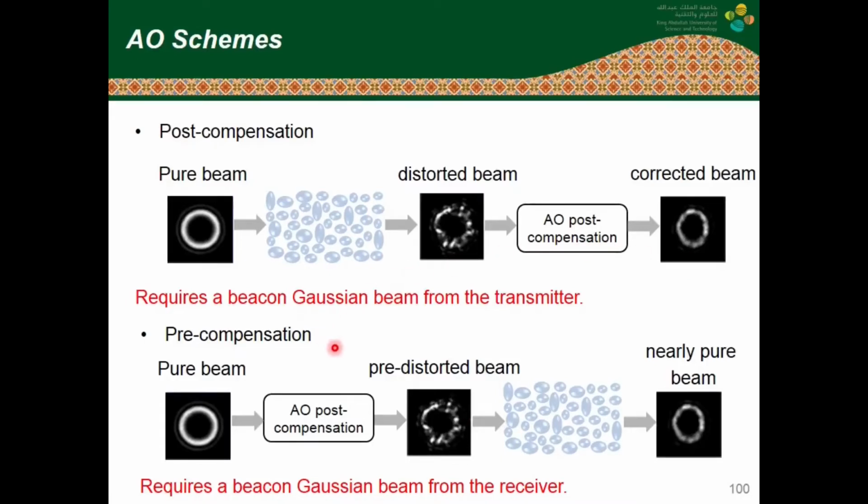A second adaptive optics approach is a pre-compensation approach. In this case, the transmitter requires a beacon Gaussian beam to estimate the impact of atmospheric turbulence on the information carrier beam. The transmitter will apply a distortion function to the beam. So when the information carrier beam propagates through atmospheric turbulence, the pre-distortion will be cancelled, and at the receiver plane we will end up with a nearly pure beam.